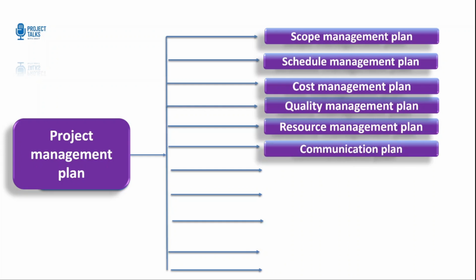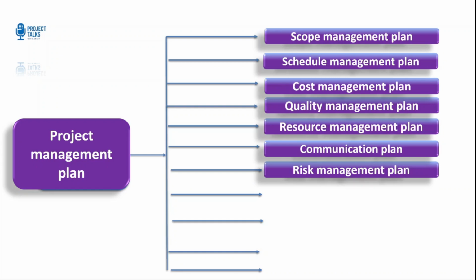Next, we have the communication plan. It defines how information will flow, who gets what updates, how frequent, and through which channels. Then comes the risk management plan, where we identify, analyze, and prepare for potential risks before they impact the project. This is a very important one, guys. A lot of questions come from risk management plan.